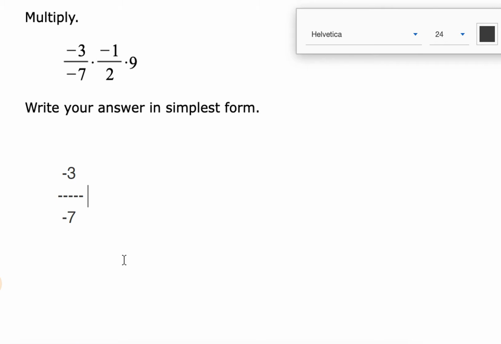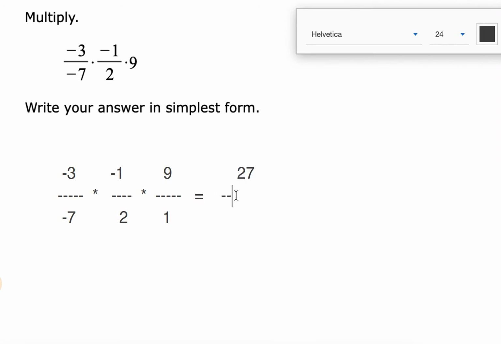And then we're multiplying it by this second fraction, so negative 1 over 2. And then look, with the 9, we can turn that into a fraction by just putting it over 1. And then when you multiply fractions, you could always get the right answer by just multiplying straight across the top. So negative 3 times negative 1 makes 3. 3 times 9 makes 27.